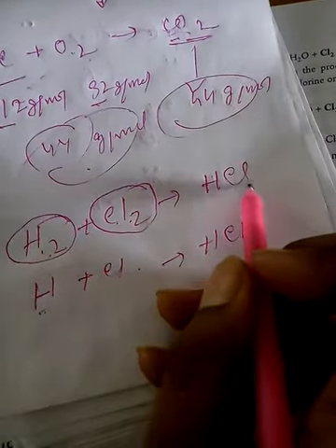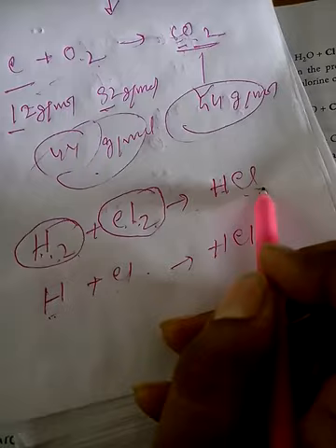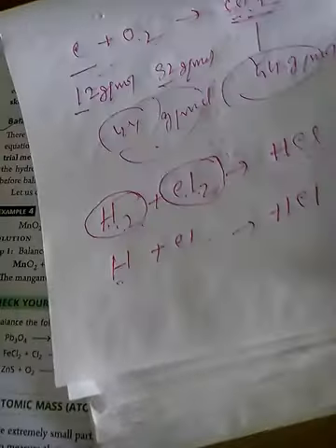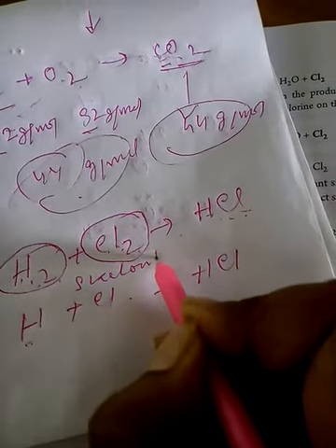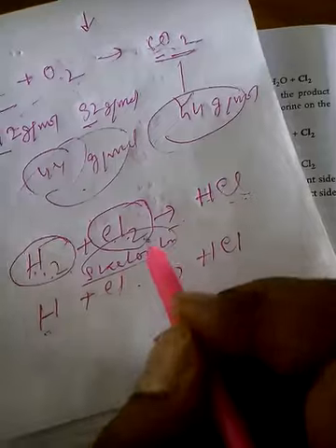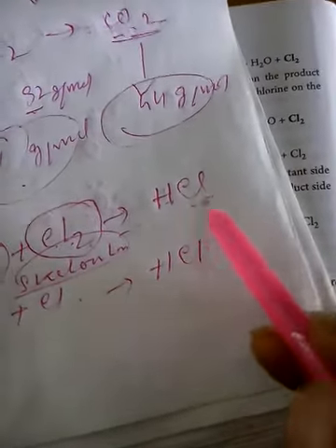Now, is it balanced? If I write it like this, it is not balanced. See, there are 2 hydrogen and 2 chlorine on one side, but only 1 hydrogen and 1 chlorine on the other. So it is an unbalanced reaction. Another name for an unbalanced chemical equation is skeleton equation. So skeleton equation means unbalanced equation.